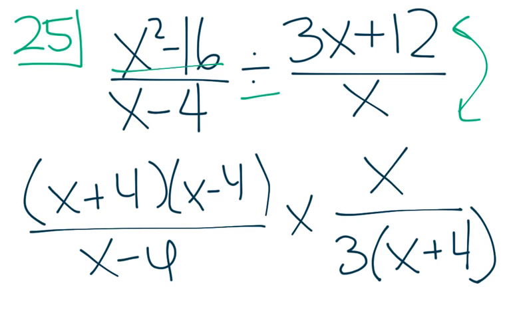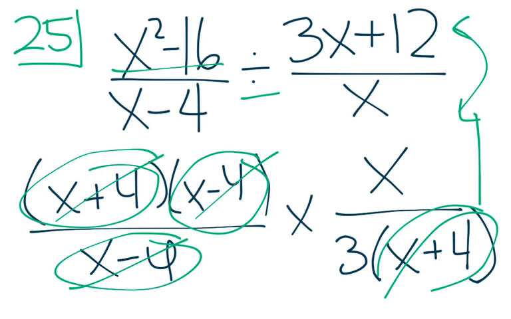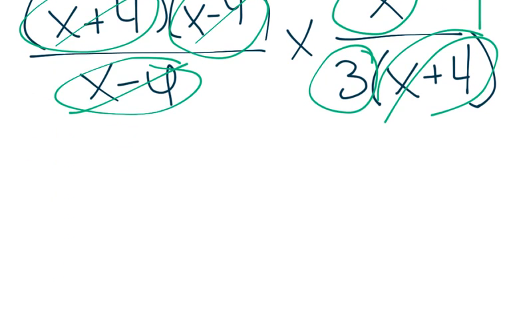So now we want to cancel out like terms. We can cancel out this x minus 4 and this x minus 4, we can cancel out this x plus 4 and this x plus 4. So what we're left with is just x over 3. So our final answer is going to be x over 3.